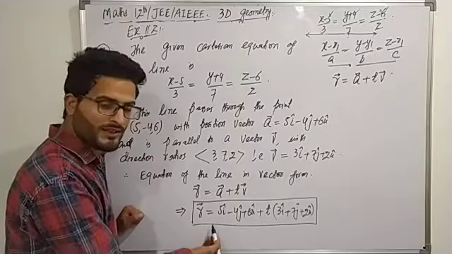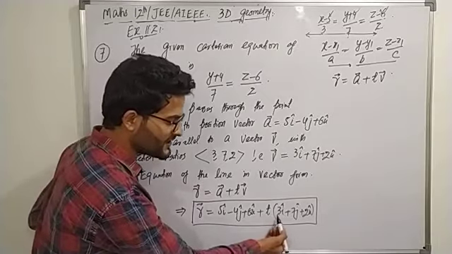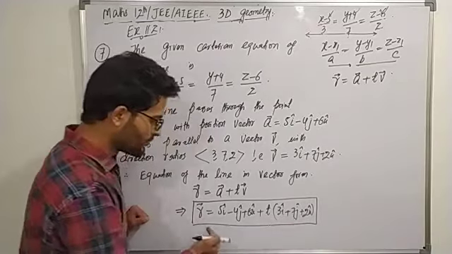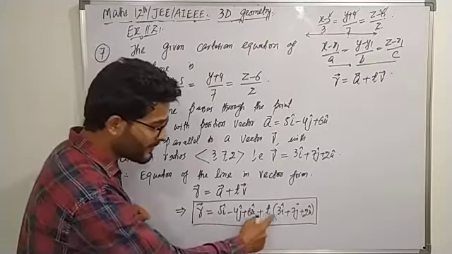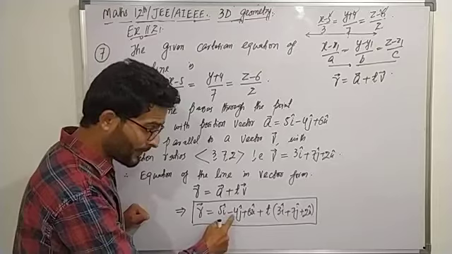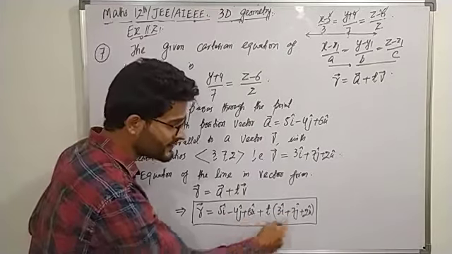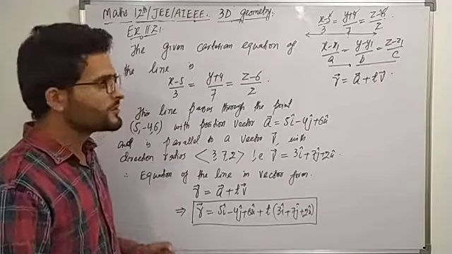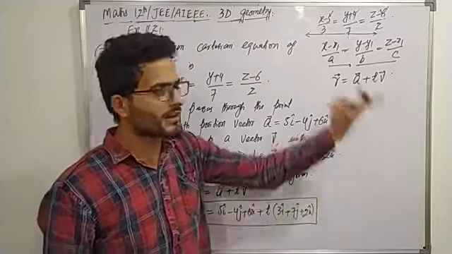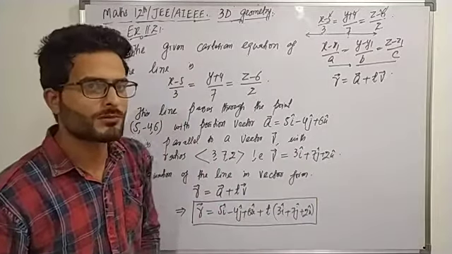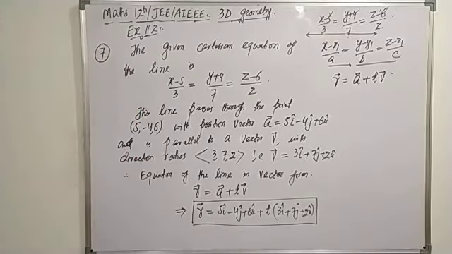So if the vector equation of a line is r vector equal to 5i minus 4j plus 6k plus t times 3i plus 7j plus 2k, then what will be the Cartesian equation? x minus 5 divided by 3 is equal to y plus 4 divided by 7 is equal to z minus 6 divided by 2, right? So from the Cartesian equation you can directly locate the vector equation, and from the vector equation you can directly locate the Cartesian equation of the line. So that was all about question number 7 of this exercise.